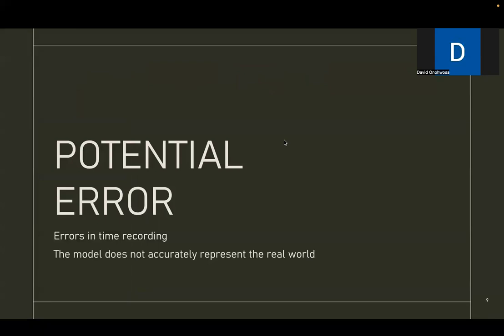The sources of potential error in this lab came down to errors in time recording, because we were doing that by hand. And then the model did not accurately represent the real world scenario.